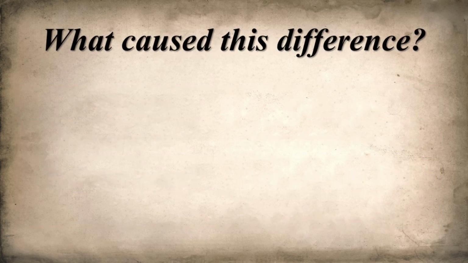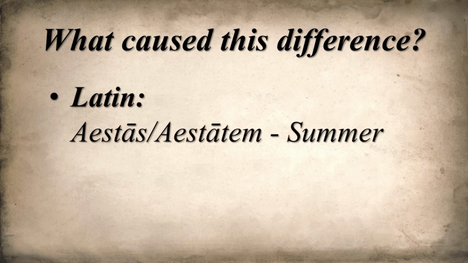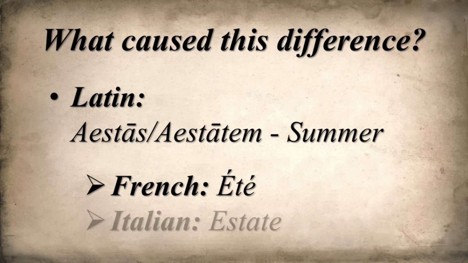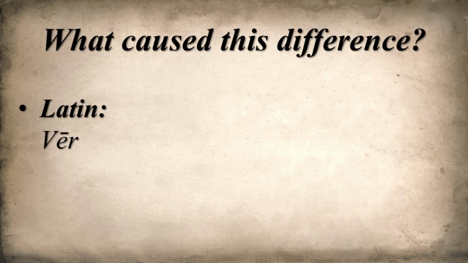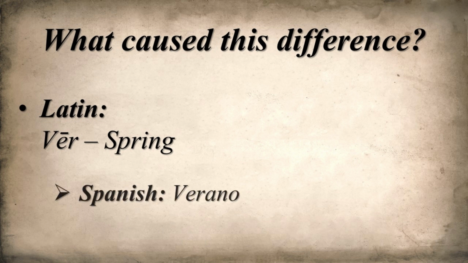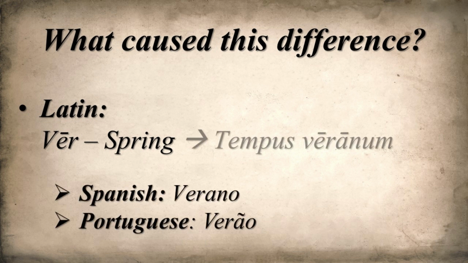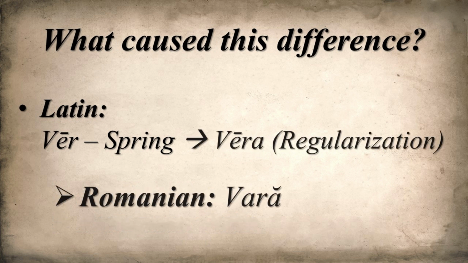So what caused this difference? Well, the first class is inherited directly from the Latin word for summer, aestas, or more accurately, the oblique form aestatem. Then where does the V group come from? This class got their words from the Latin ver, meaning spring. In Spanish and Portuguese, the words verano and verão come from a shortening of tempus veranum, springtime, and the Romanian vara comes from the late Latin vera, which was the word ver after it got regularized as a feminine noun ending in a.